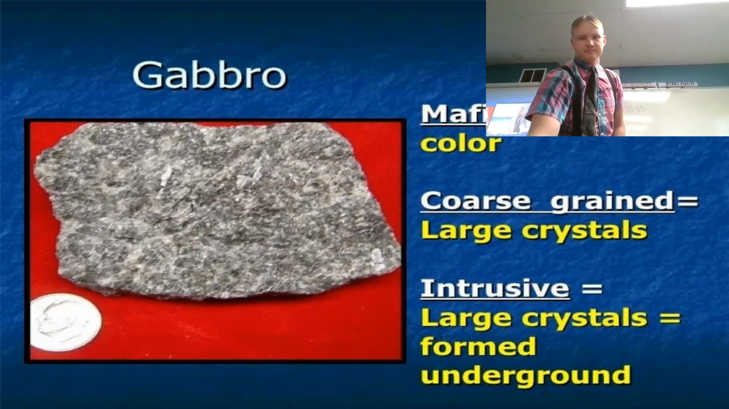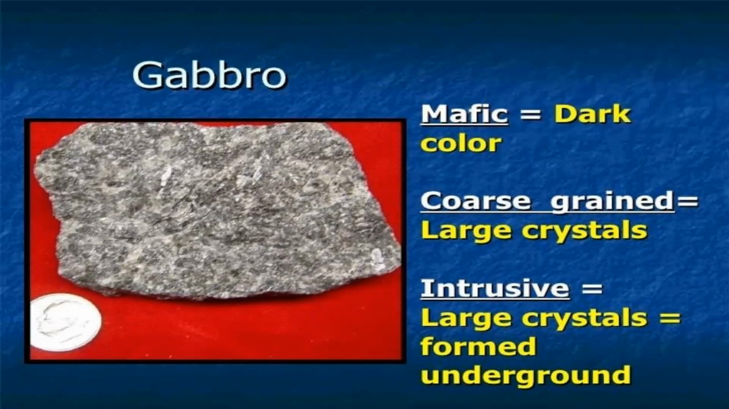Contains feldspar, olivine, biotite. Dark color, so it's darker in color, meaning it's mafic. It is coarse grain, got those large crystal sizes in it. You can see all the hills, I call them hills and valleys. And then intrusive, large crystals formed underground. So you're able to say it's intrusive from these two pieces of information.